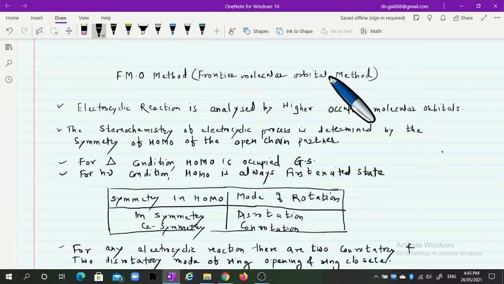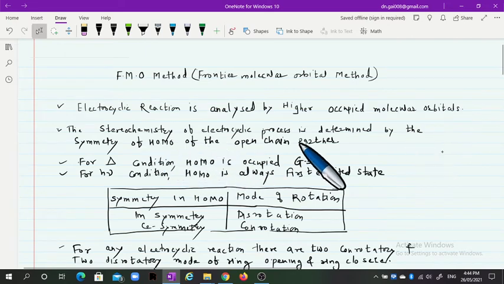Dear students, today we will discuss the frontier methods for the electrocyclic reaction. To explain electrocyclic reactions, a very simple method is used, that is the frontier molecular orbital method. Electrocyclic reaction is analyzed by the highest occupied molecular orbital. We already know how to draw the molecular orbitals, and by drawing these molecular orbitals we can find out the highest occupied molecular orbital.